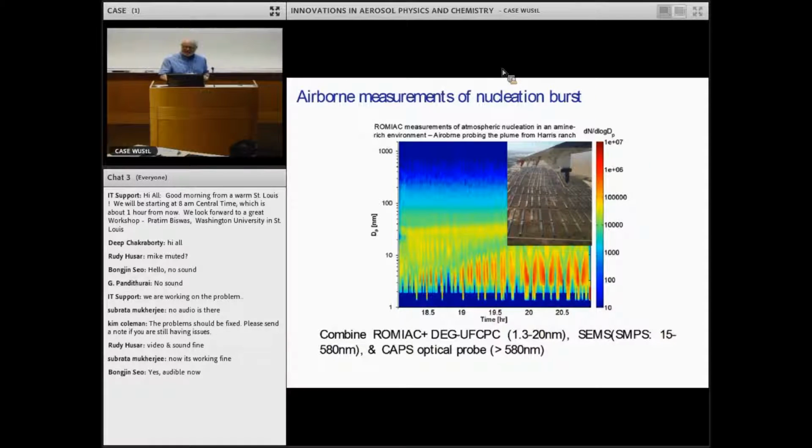If any of you have ever driven I-5 in California, you go past one area where you hold your nose. This is it. It's one of the biggest cattle feedlots in the US. It's an incredible amine source. And here we're seeing a nucleation in the plume as we go downwind. This is estimated, this is flight time, but it says we go downwind from that source.